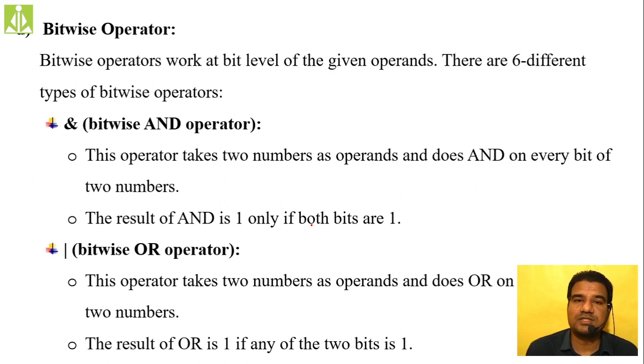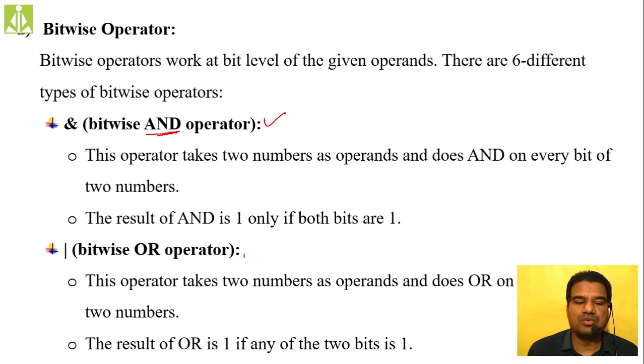Bitwise operators work at the bit level of the given operand. Whatever decimal number we give, it will convert it to binary, and at the bit level it will operate. There are 6 different types of bitwise operators. The first one is bitwise AND.